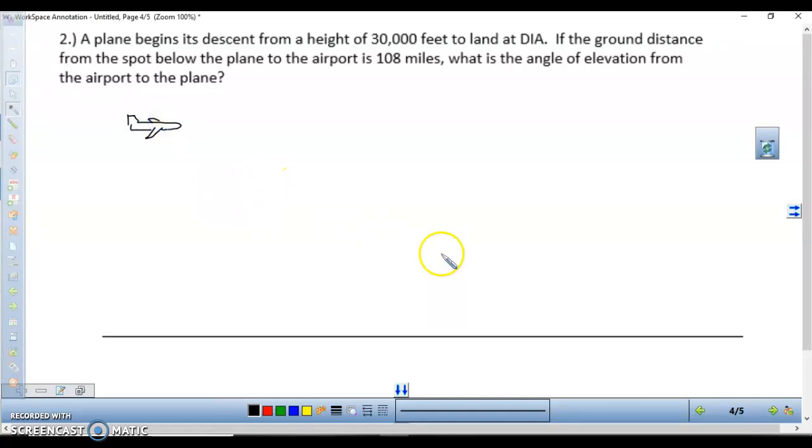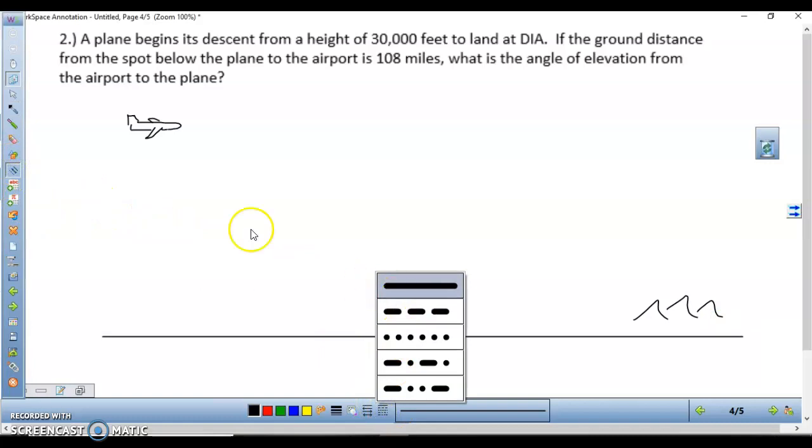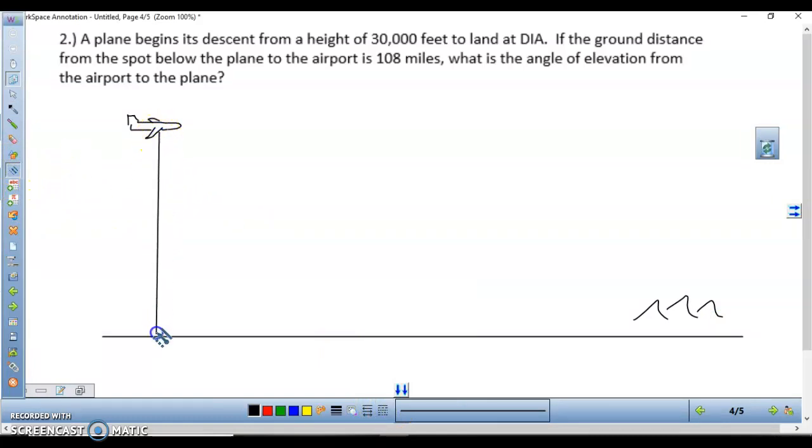All right. And here's DIA down here. Now that plane is flying at an altitude of 30,000 feet. So I'm going to draw that perpendicular to the ground. Remember, an altitude we know is perpendicular. So we can call this 30,000 feet.